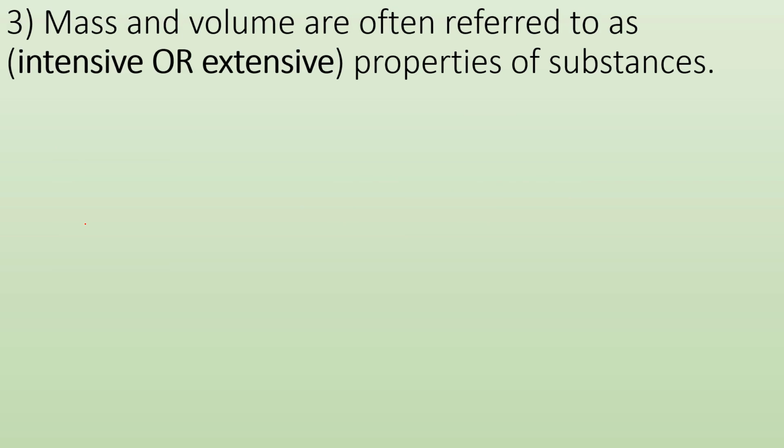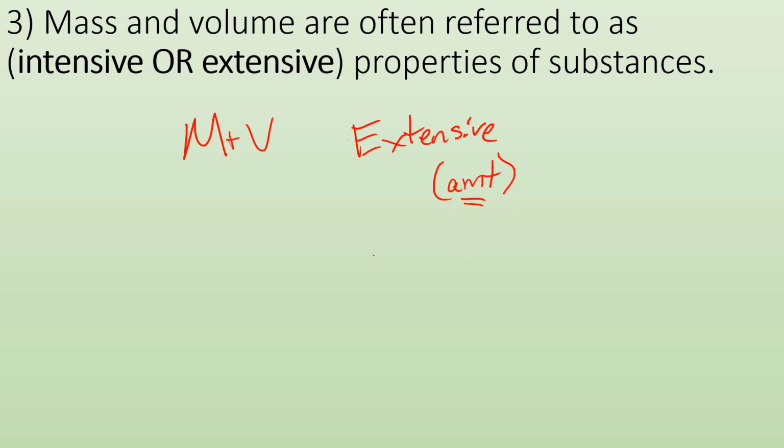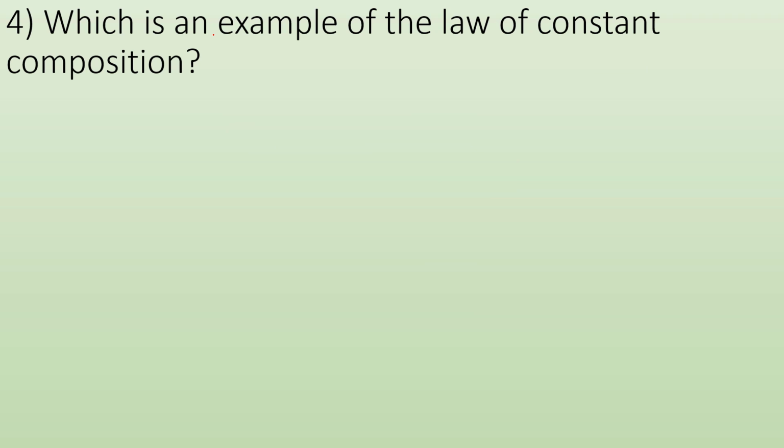All right, 3. Mass and volume are often referred to as intensive or extensive properties of a substance. Well, mass and volume are extensive because it depends on the amount. So if it changes with how much is there, that's an extensive property. Intensive property, it only depends on what the identity is. So mass and volume would be extensive properties.